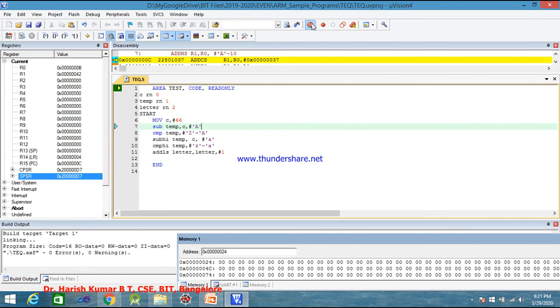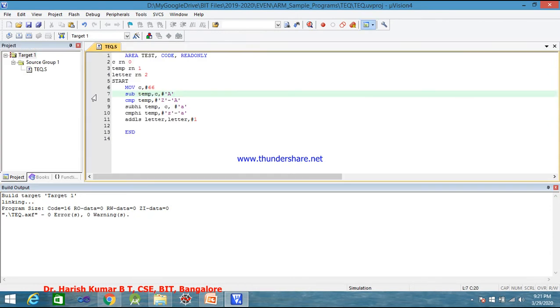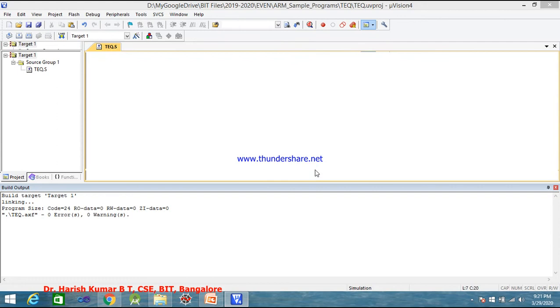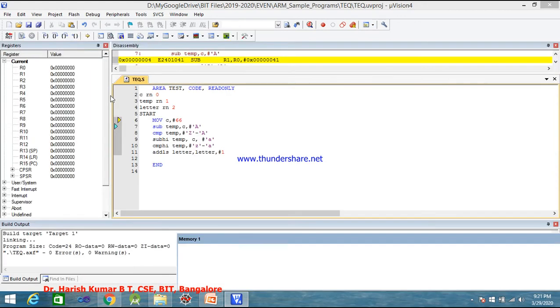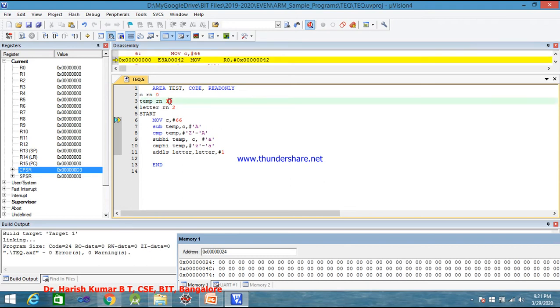So in this example I have used the concept of register renaming or alternative names. Build, so debug. Yeah, observe now. C is the alternative name which I am taking for the register R0. Temp is the alternative name which I am taking for the register R1, and letter is the alternative name which I am taking for the register R2.